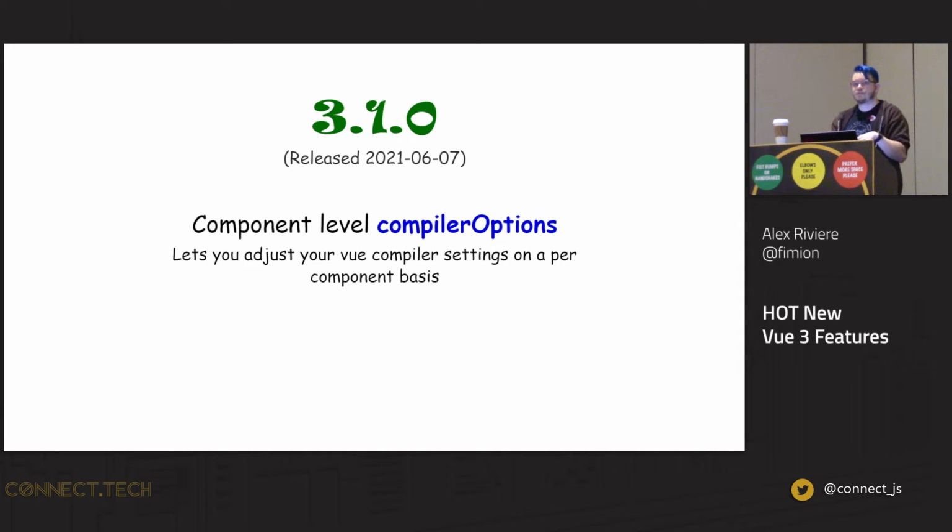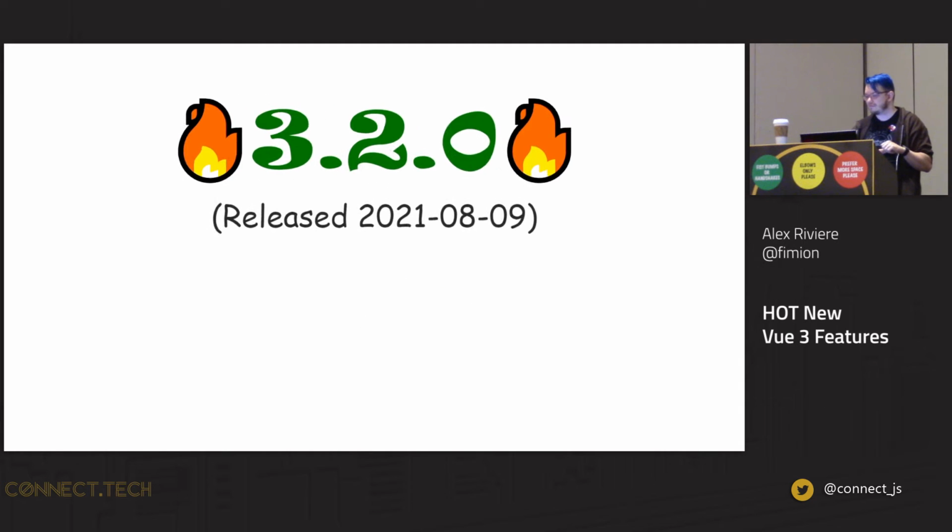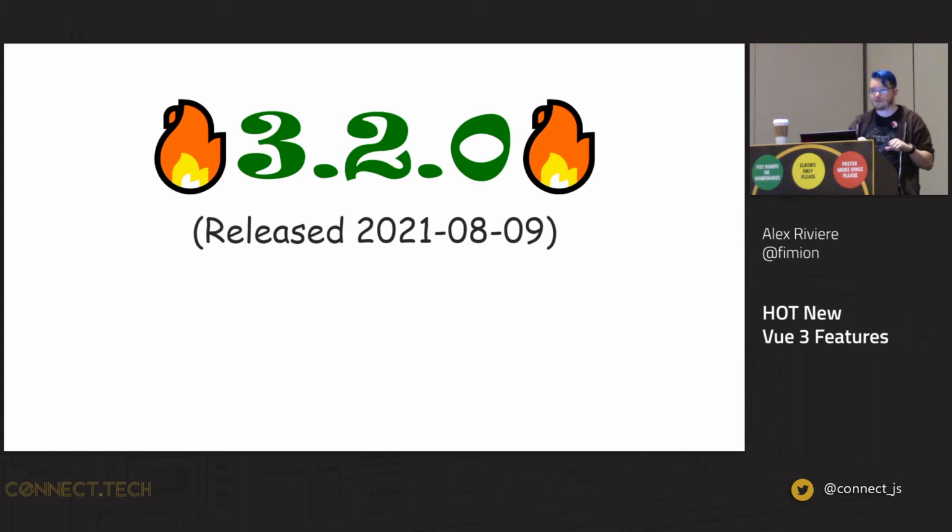Now, this has been out since June. I am still not considering this hot and new because it's been a few months at this point, right? This is kind of hot, kind of new, but it's not the latest greatest, right? The latest greatest is Vue 3.2. This is where they stopped worrying about the migration build and they started worrying about what new things can we do with Vue. This came out in August.